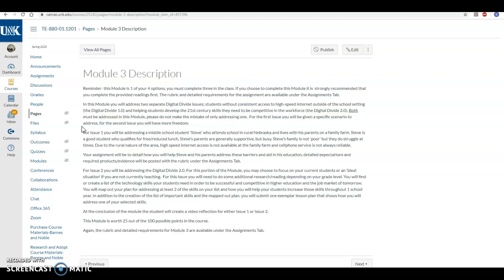You'll map out your plan for addressing at least 2 of the skills on your list and help your students increase those skills throughout one school year. So obviously, I know that you'll be starting this in January, so you work around that.